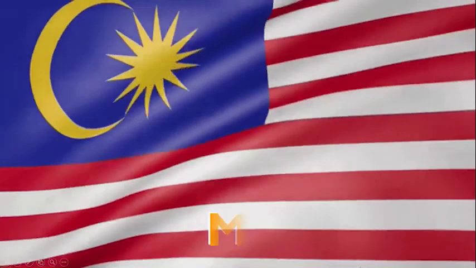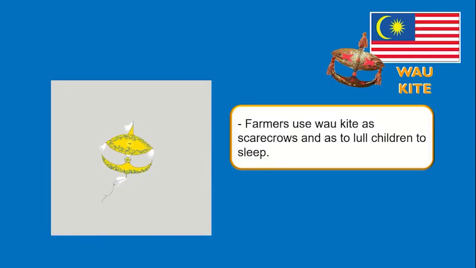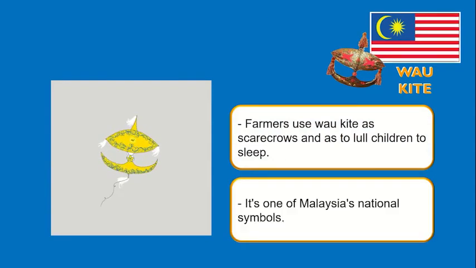Now let's move on to Malaysia. Malaysia is very famous for the wau kite. Wau kites are used by farmers as a scarecrow and to lure children to sleep. This is also considered Malaysia's national symbol.